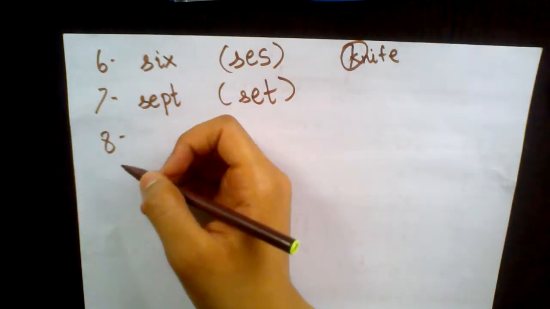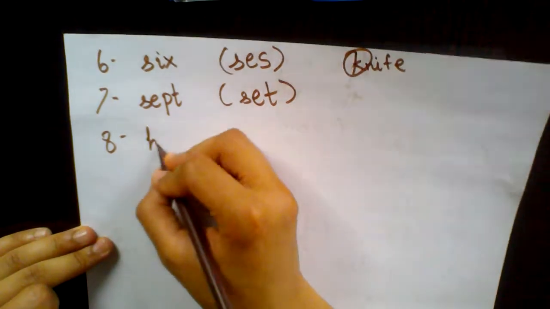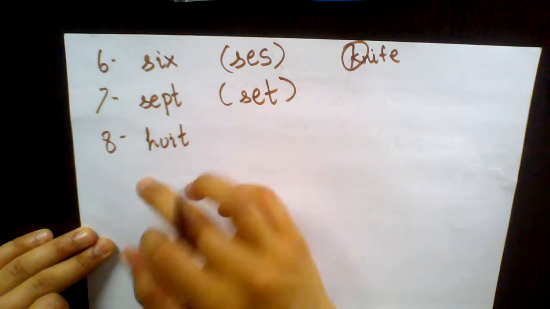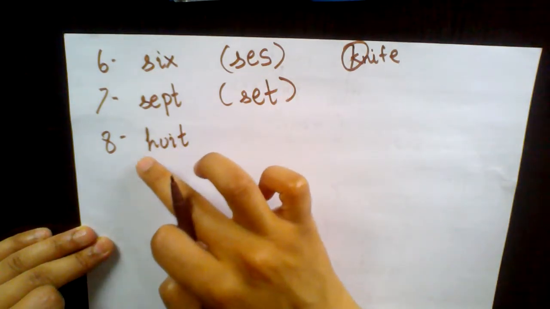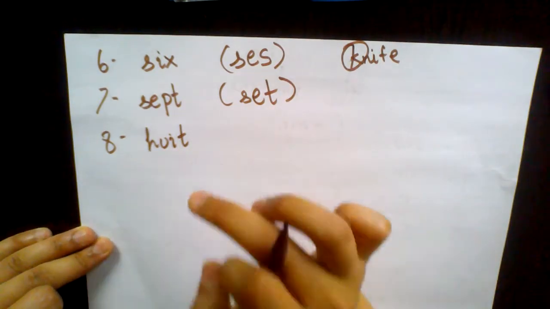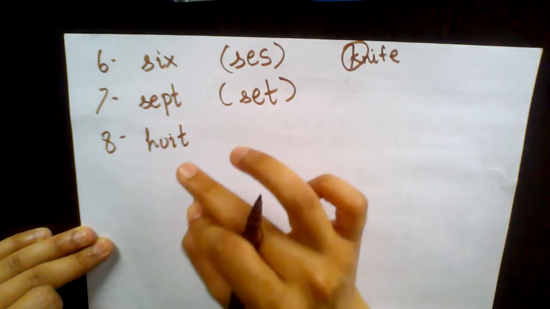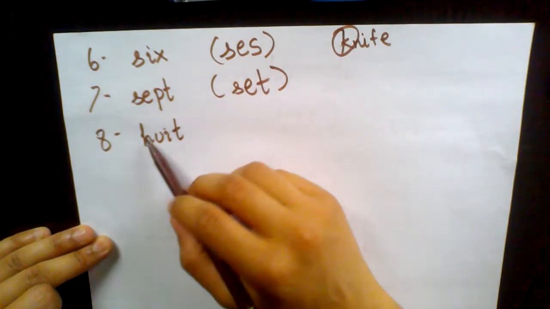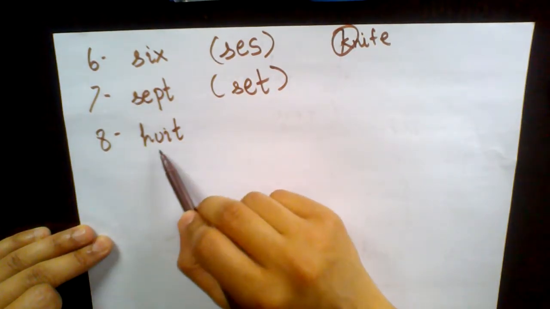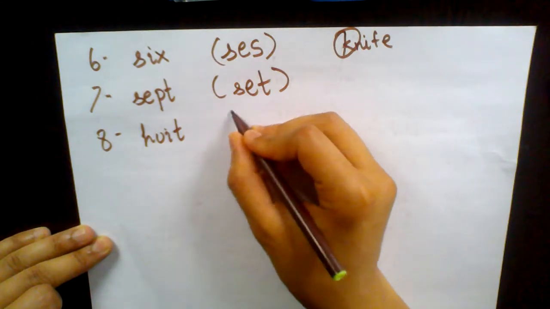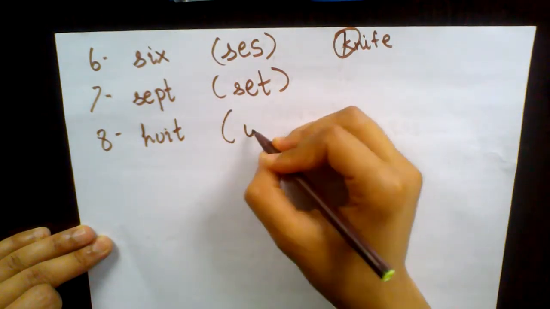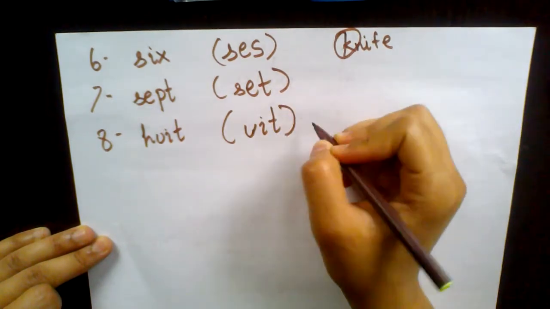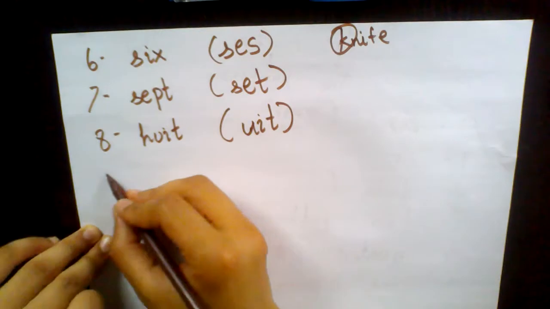Number 8, you have HUIT. In the French language, when you have an H in the beginning, like I told you, you do not pronounce it. In French, H is not pronounced. So it becomes huit. You have U, I, T, becomes "wheat". Basically you can write it as wheat, the French equivalent, UIT.